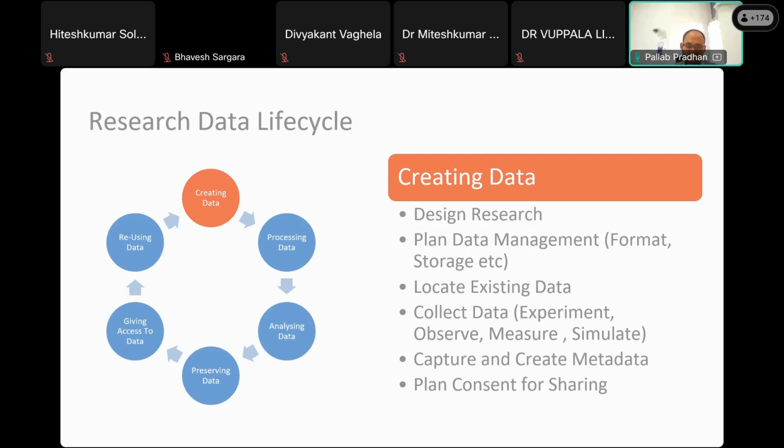So basically, you are capturing the data, and along with that, you need to create the metadata. After creation of your data, you need to create the metadata for that specific data, so that the next generation of researchers can benefit from it. And you need to plan consent for how you are going to share your data.